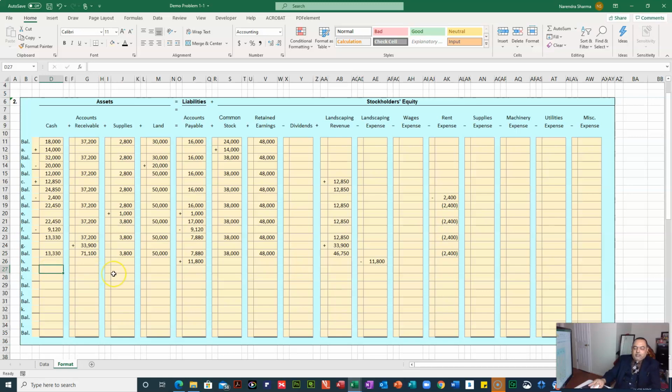So now the balance cash is same 13,350. Accounts receivable 71,100. Supplies 3,800. Land 50,000. This one just went up from 7,880 to 19,680. Common stock remains at 38. Retained earnings at 48. Landscaping at 46,750. And this is a minus 11,880. This one remains the same. So that is the change.